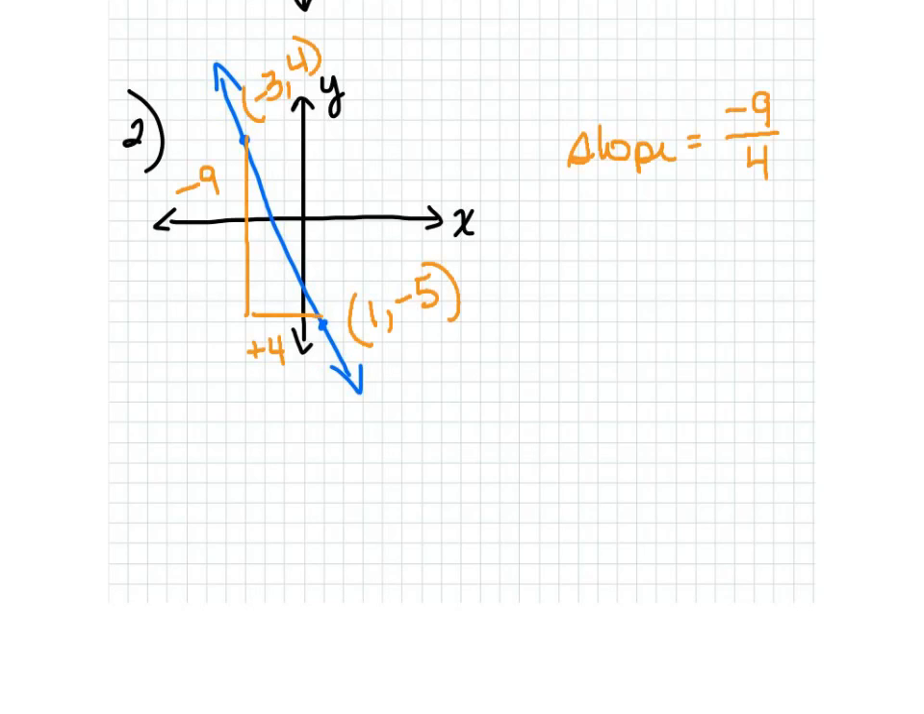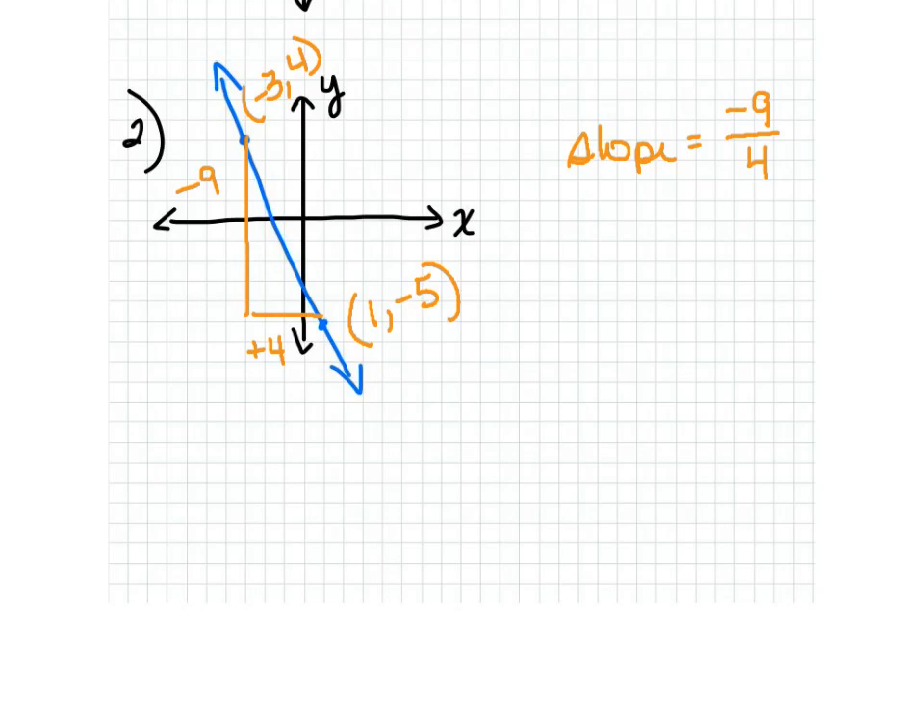Okay, so the slope of this line is -9/4. You would never change that to a mixed number. I know it looks like an improper fraction to you, but remember, it's not a fraction, it's a ratio, and we're just comparing the rise to the run.